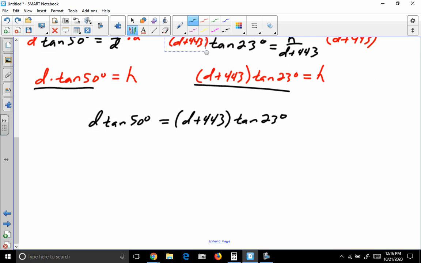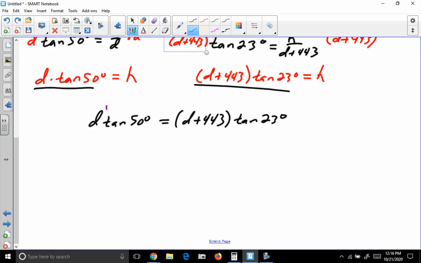Notice this equation is linear in d. Our d is to the first power. Tangent 50 degrees, that's just a number, so that's really just a coefficient. That's a number and that's a number. So we have our variable to the first power and then some numbers.